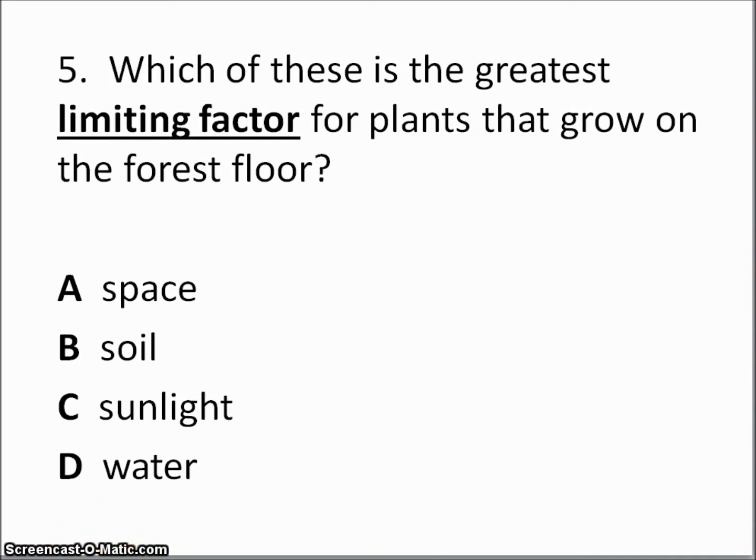All right, question 5. Which of these is the greatest limiting factor for plants that grow on the forest floor? Is it A, space, B, soil, C, sunlight, or D, water?